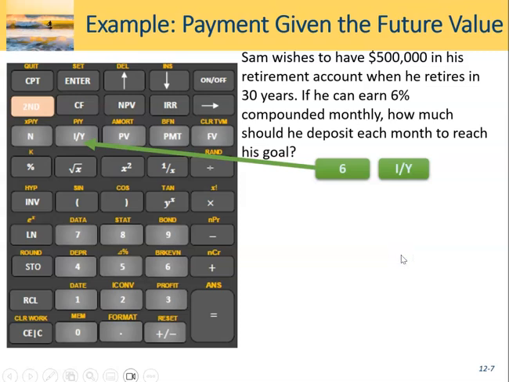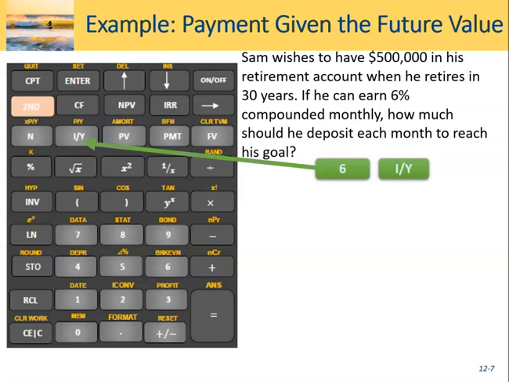Okay, so looking at the question that was given to us, Sam wishes to have $500,000 in his retirement account when he retires in 30 years. If he can earn on average 6% compounded monthly, how much should he deposit each month? Okay, so we know that it's an ordinary simple annuity because it's being compounded monthly and the payments are monthly. So how much should he deposit each month to reach his goal? Again, this is monthly.